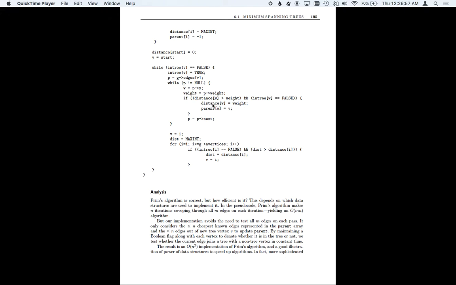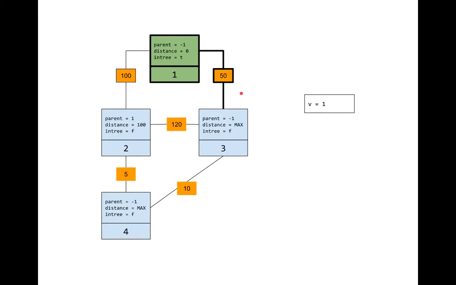Okay, so now we set p equal to p next, which is traversing the adjacency list of vertex number 1 officially. But what that really means is we just go on to the next edge that's coming out of city number 1. So we go on to the next edge and we continue with this little interior while loop here. And now w is going to be city number 3, we're going to be looking at this edge, and weight is going to be 50.